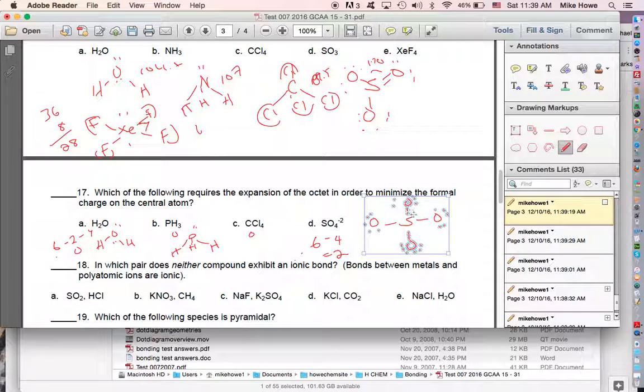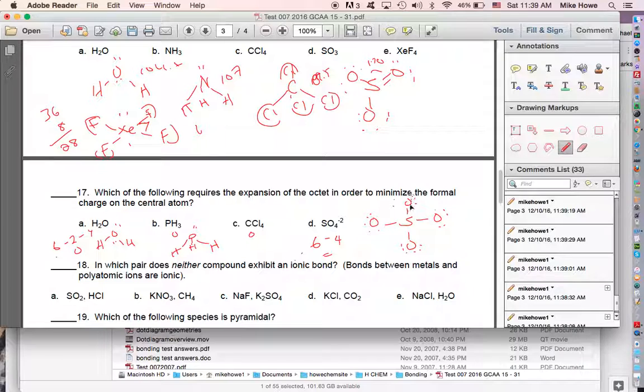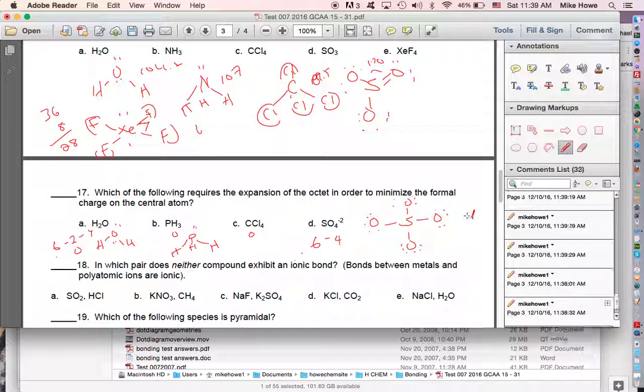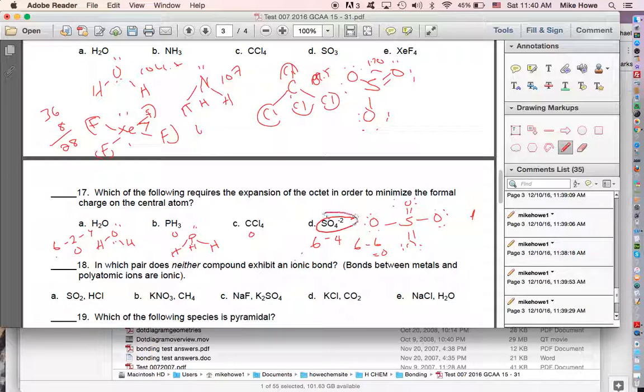But if you took off these 2 electrons up here and put them down here, there we go, and same thing down here. So we have to erase a couple of these and a couple of these. Now we would have 6 minus 6, because there'd be 1, 2, 3, 4, 5, 6, 7, 8, 9, 2, 4, 6, 8, 10, 12 valence electrons around the sulfur. Half of that is 6, so 6 minus 6 equals 0. So the answer is D.